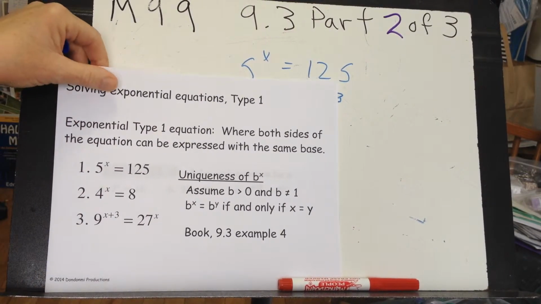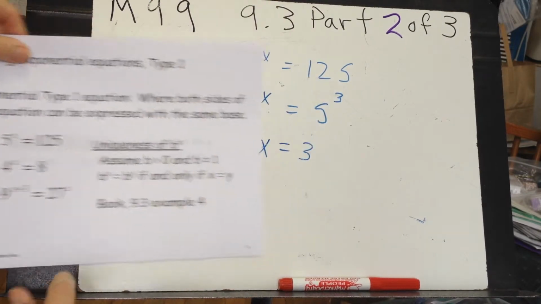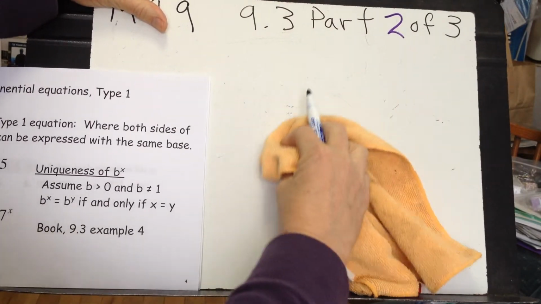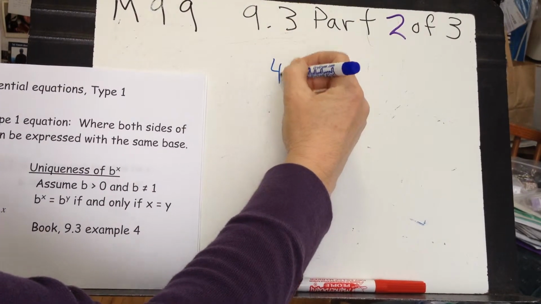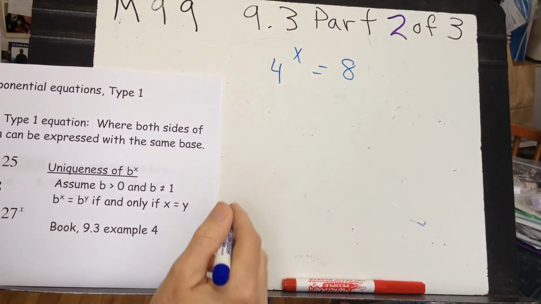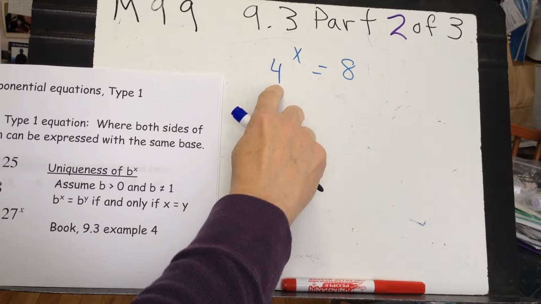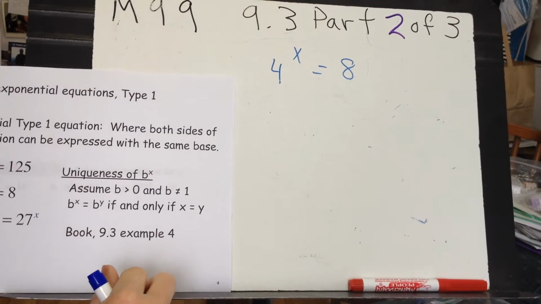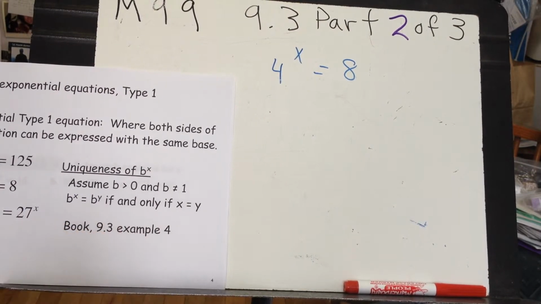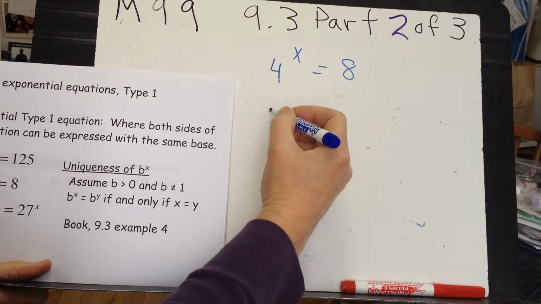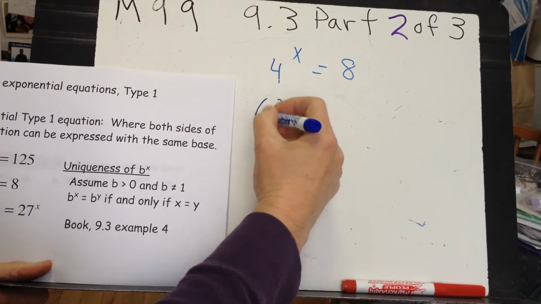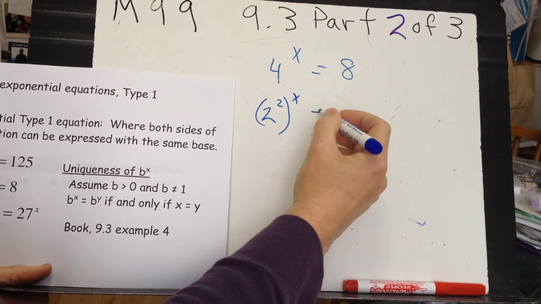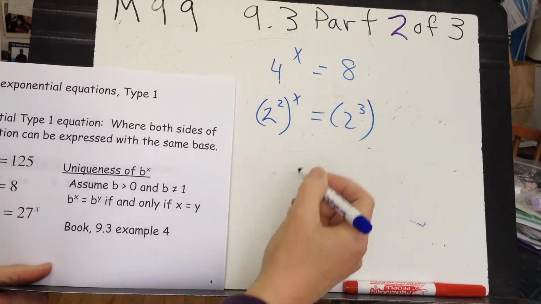On the next one, number 2, I have 4 raised to the x power equals 8. So let's do that one. And again, I want to raise both sides to the same base, but 8 is not a power of 4, as in the previous example, where 125 was a power of 5. So I need to find a different base where I might be able to express both 4 and 8. Both 4 and 8 are powers of 2. 4 is 2 to the 2nd, so another way to write 4 is 2 to the 2nd. It still has the power x on it. 8 is 2 to the 3rd.